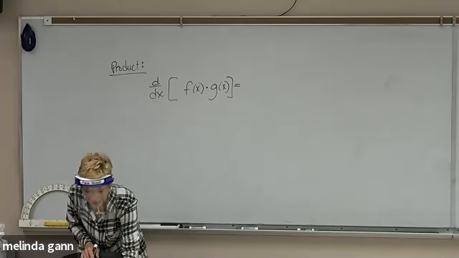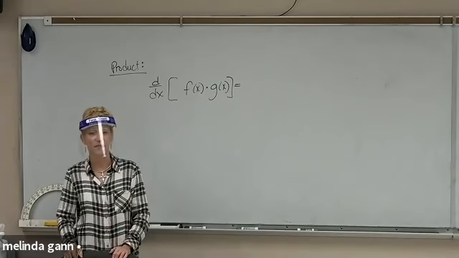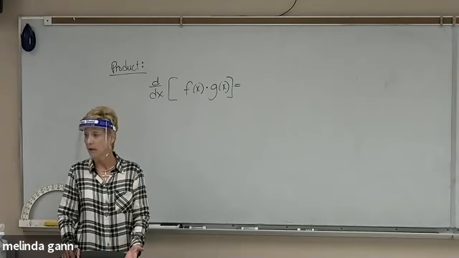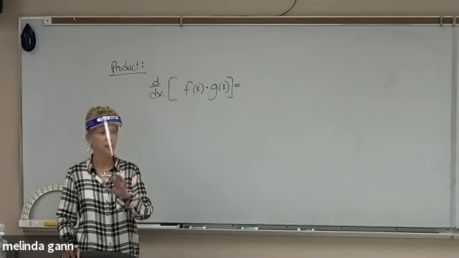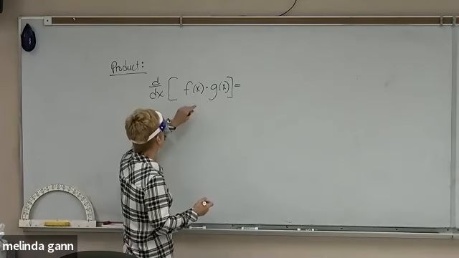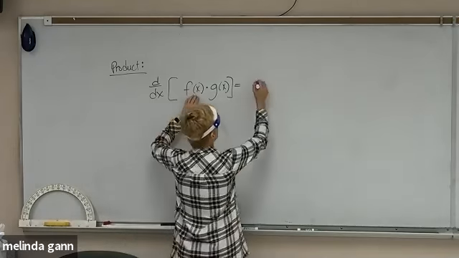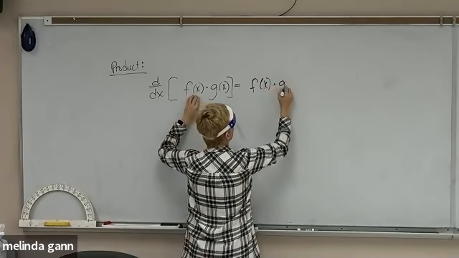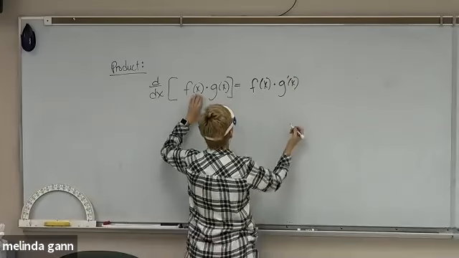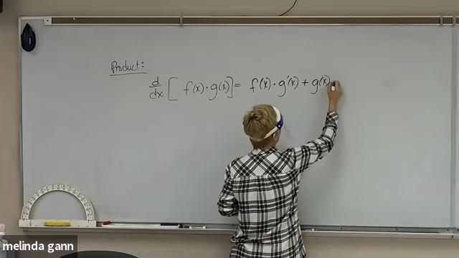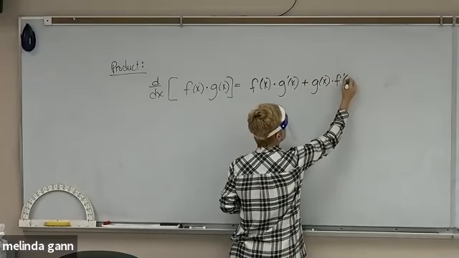And like I said, they do a really nice proof in your book. Basically what they do is they take the definition and they add a 0 in a certain form, and then split it up and it works out really nicely. I wish I had time, but I don't. So what we're going to do is this: it's the first times the derivative of the second, plus the second one times the derivative of the first.